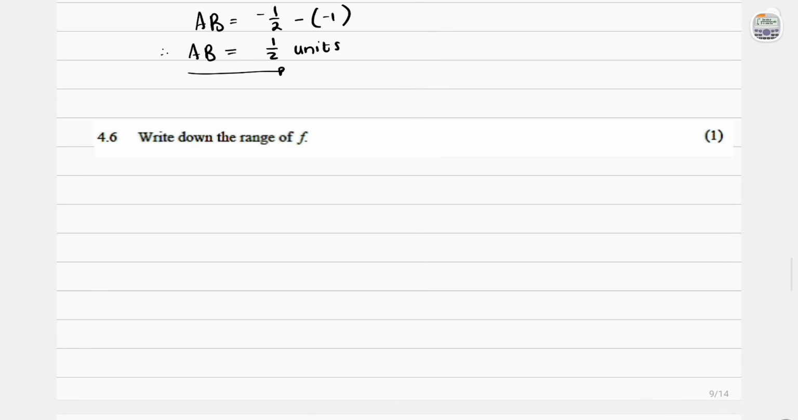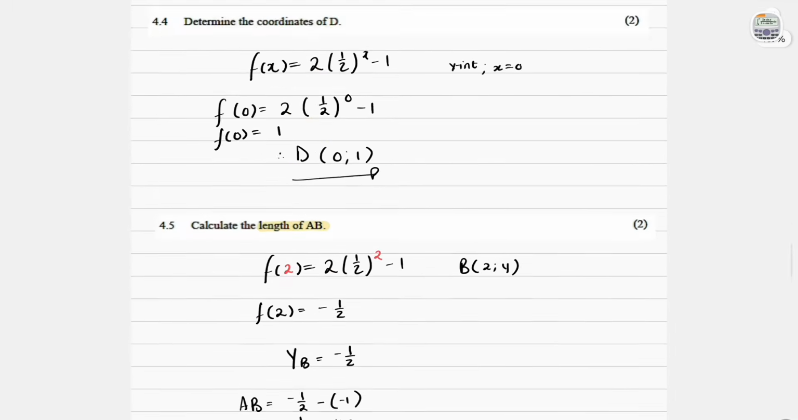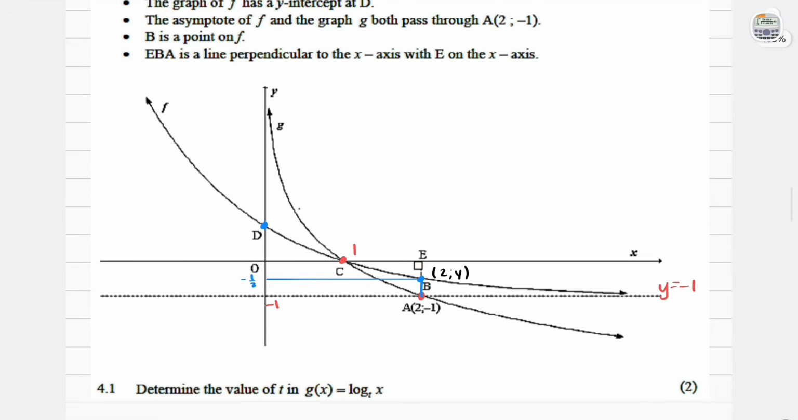Question 4.6 says, write down the range of f. The range is really just all the y values of this graph. So let's look at where all the y values of the graph of f lie. You can just use the graph for this. So look at the graph of f.